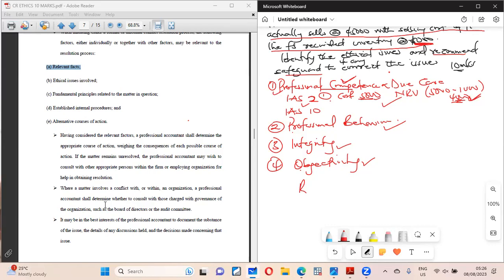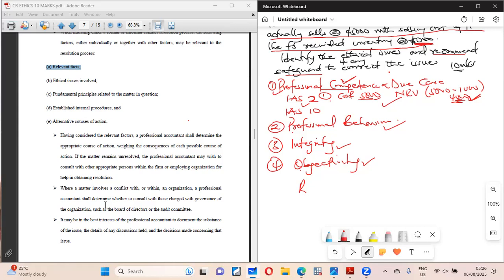All right, so that is that. The professional behavior, in trying to safeguard the name of the profession, goes along the same way. You discuss it, you take the necessary steps to disassociate yourself from this fraudulent stuff, all right? And you can also seek legal advice and also resign, all right? You can do that. Integrity, yes, you are supposed to be straightforward.